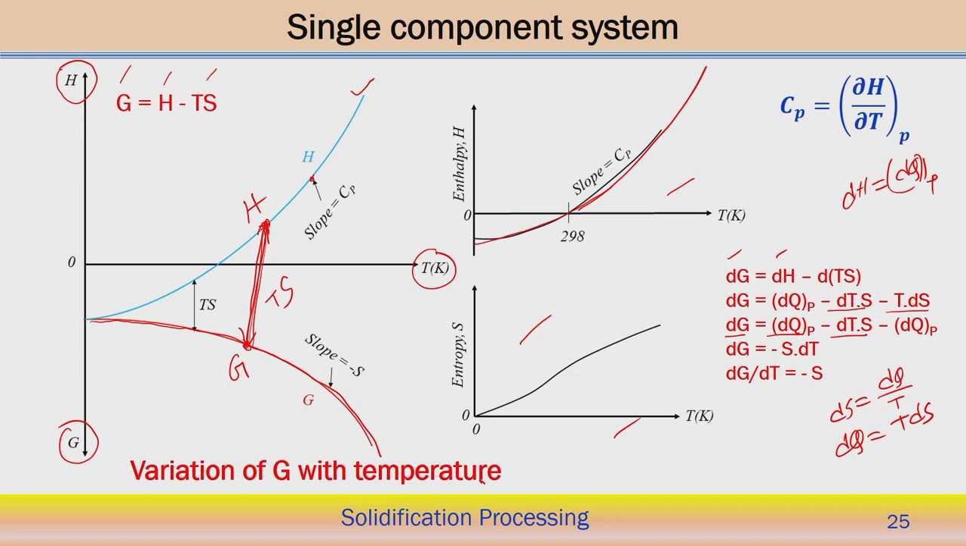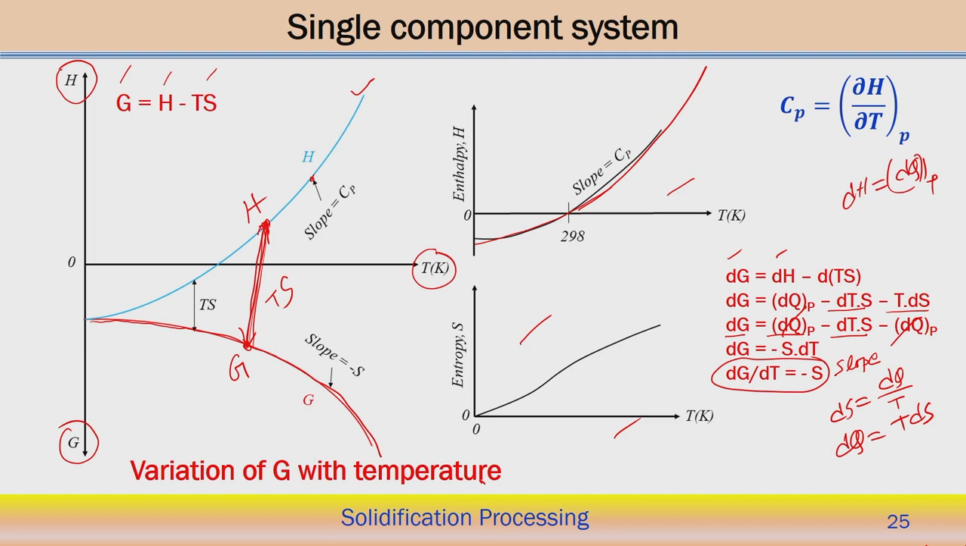Last slide also we have seen this expression. So, we put TdS equal to dQ at P. So, this balances, and it is getting minus S dT, and from that dG by dT equals minus S. So, dG by dT basically indicates the slope of this G curve. On the G curve, the slope is represented by minus S, that means the value of the entropy, but we have to put the negative sign, then we can represent this typical G curve.